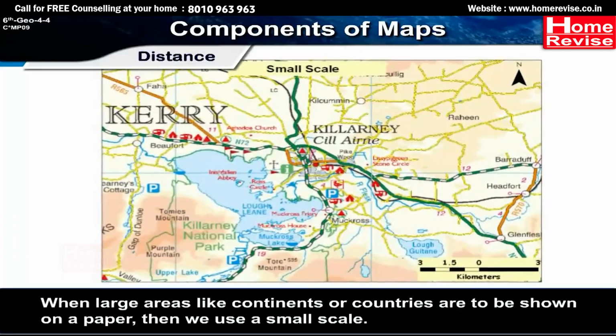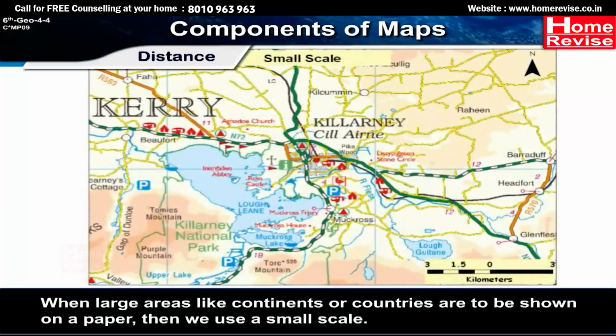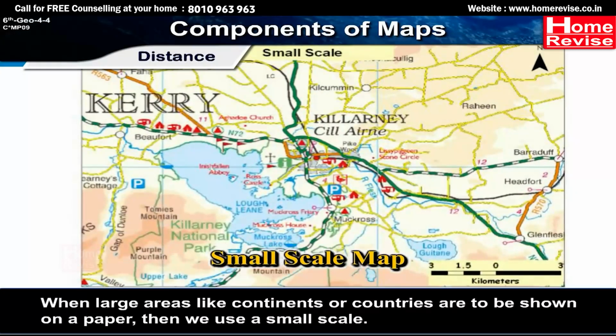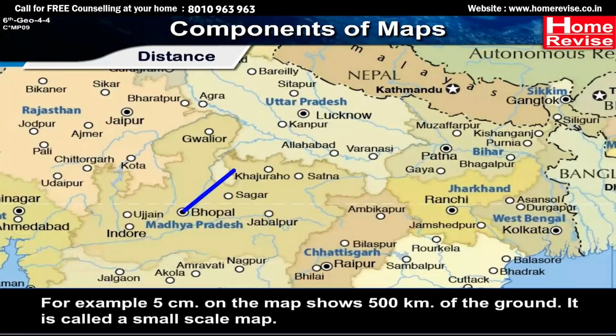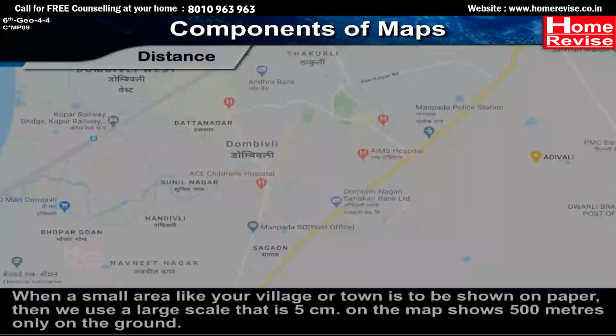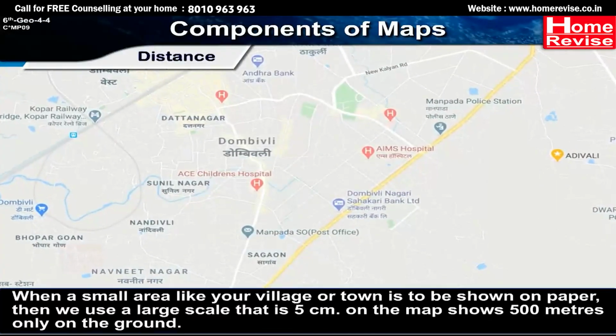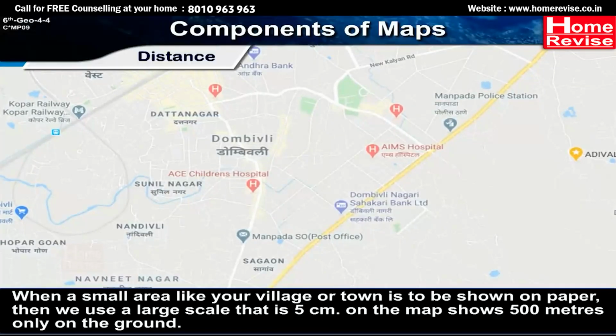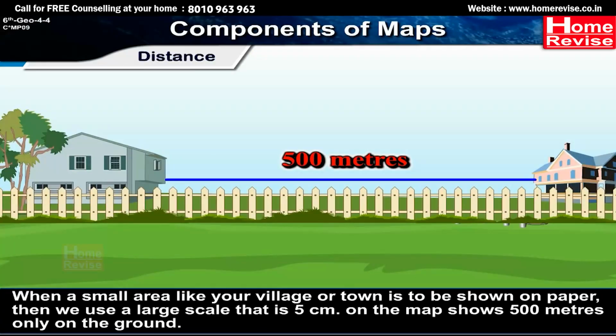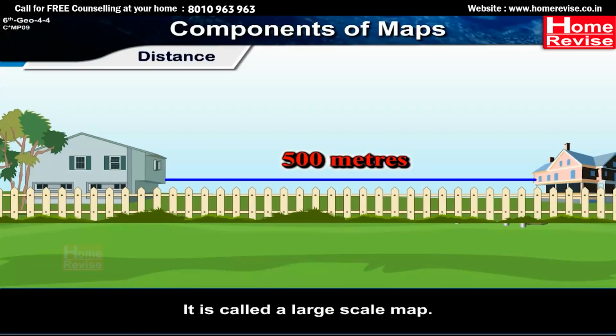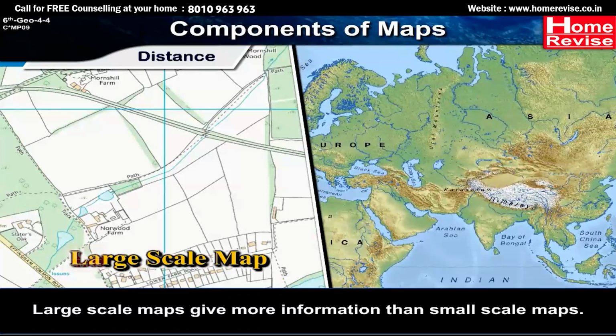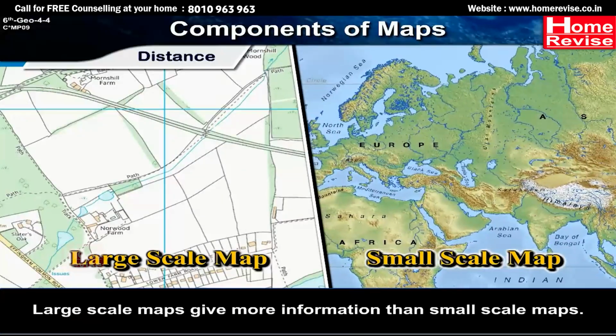When large areas like continents or countries are to be shown on a paper, then we use a small scale. For example, 5 centimeters on the map shows 500 kilometers on the ground. It is called a small scale map. When a small area like your village or town is to be shown on paper, then we use a large scale, that is 5 centimeters on the map shows 500 meters only on the ground. It is called a large scale map. Large scale maps give more information than small scale maps.